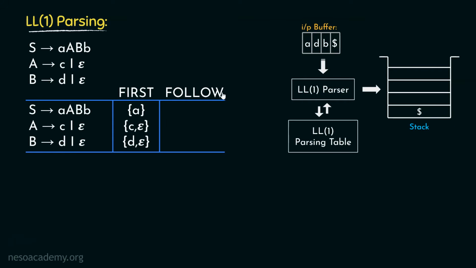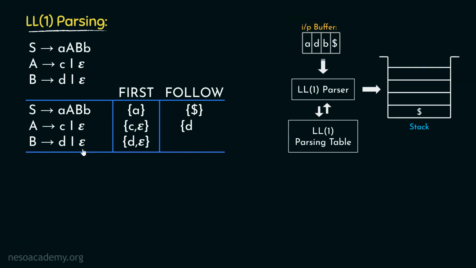Let's begin with the follow now. Now observe carefully, the non-terminal symbol S doesn't really appear in the right-hand side of any of the production rules. Therefore, the start symbol is only going to have the dollar symbol in the follow set. Now what about A? As you can observe, A is being followed by the non-terminal symbol capital B, and the first of B includes the terminal symbol d and epsilon. So definitely the follow of A is going to include the terminal symbol d.